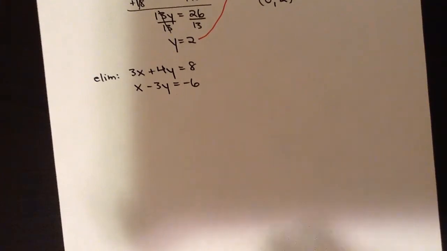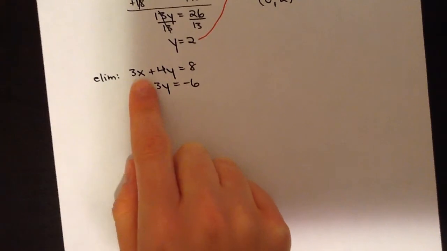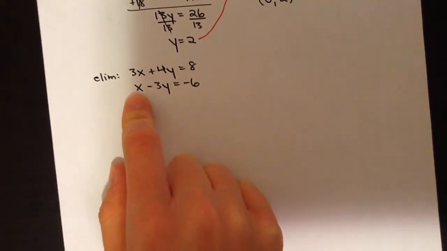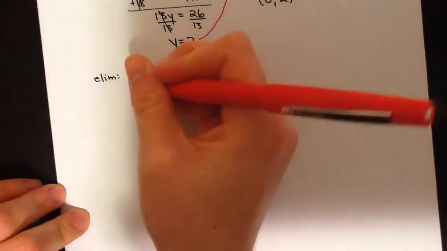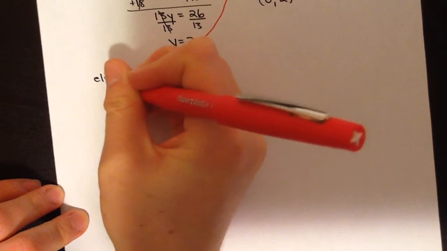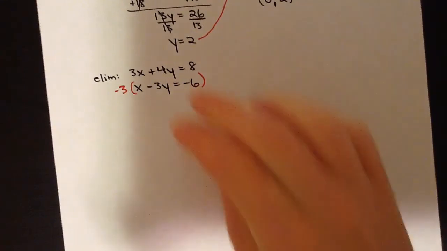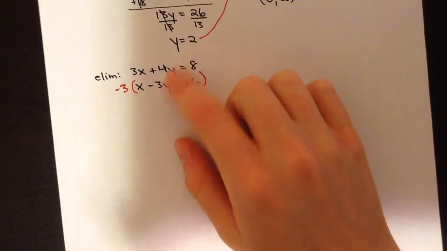So if we look at the x's first, we've got a 3x here, and here we've got just an x. We want to get them to be opposite terms, you know, a positive 3x and a negative 3x, for instance, and then they would cancel out. So the way to get this to be a negative 3x is to multiply it by -3. But I can't just multiply one of the terms by -3, so I have to multiply everything by -3.